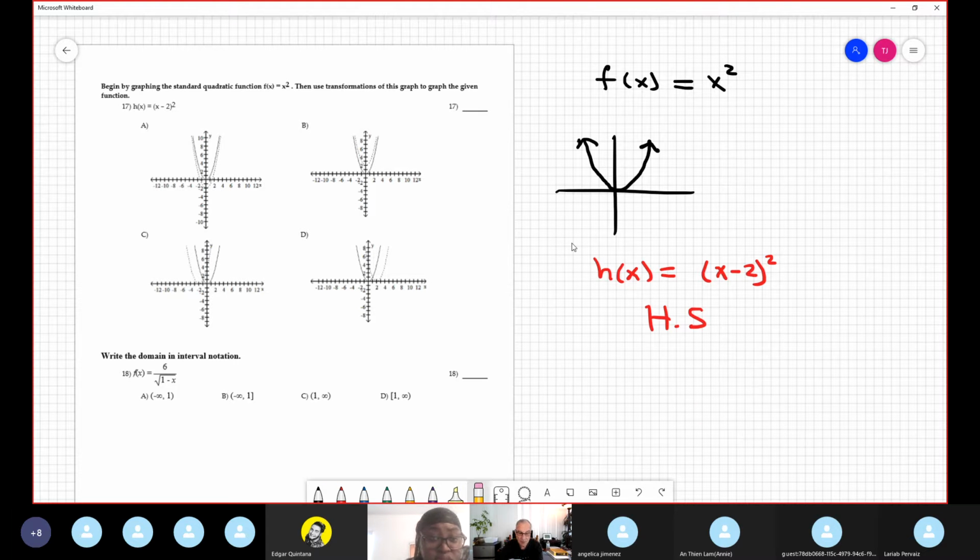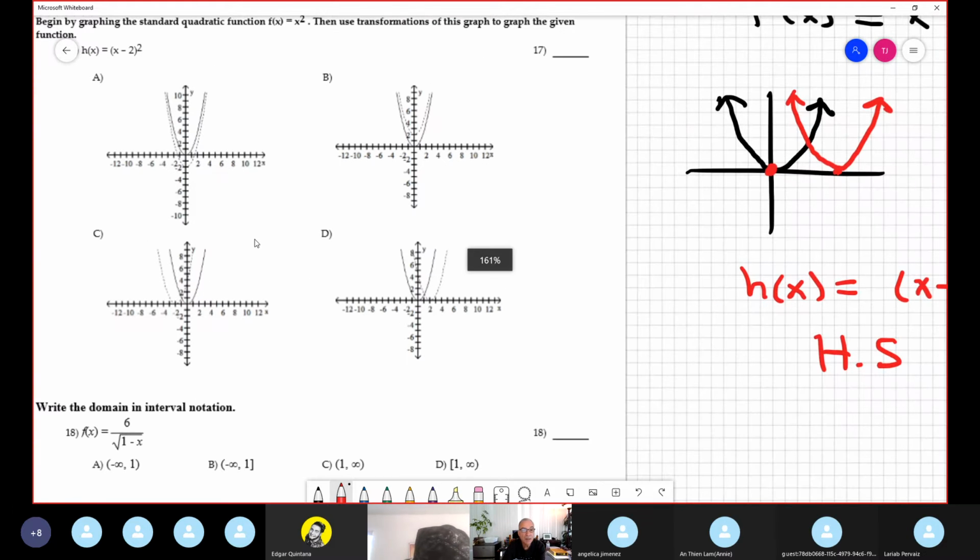So it's a horizontal shift. But what direction? To the right, because it's negative. So the new parabola is not centered at 0,0, the center is at 2. Like that. Okay, this is the graph of this.